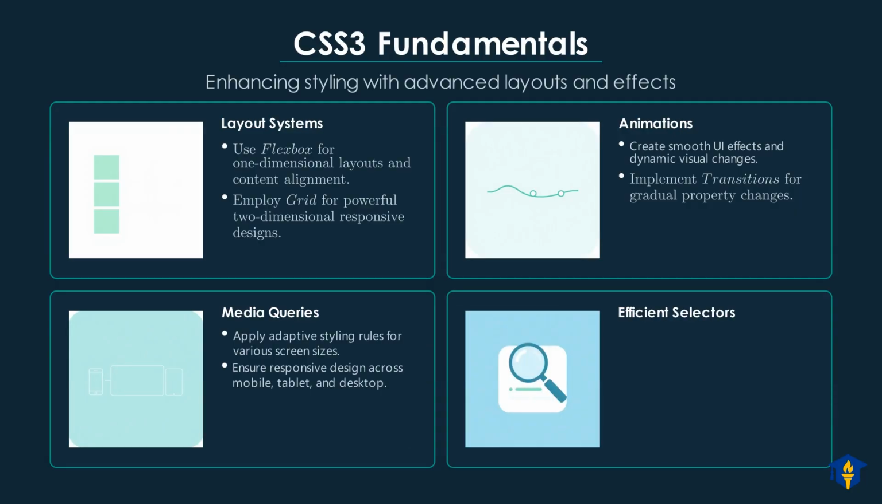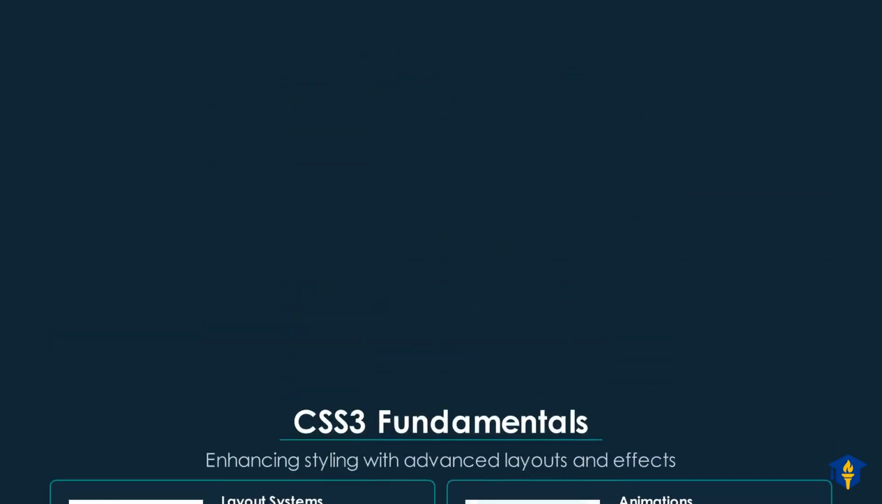Finally, CSS3 offers more efficient selectors for targeting HTML elements with precision. These selectors allow you to target HTML elements more precisely for applying very specific styling rules. Using efficient selectors helps improve styling specificity and makes your CSS code more maintainable.